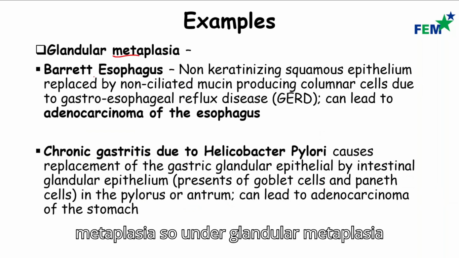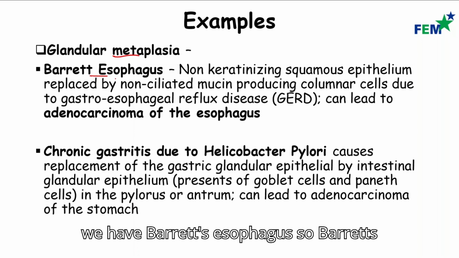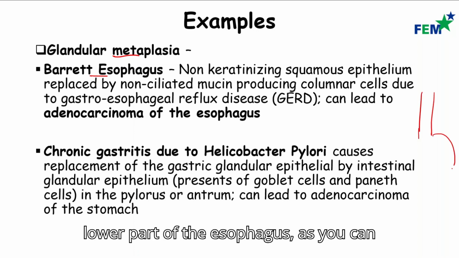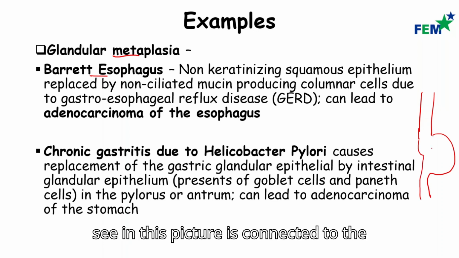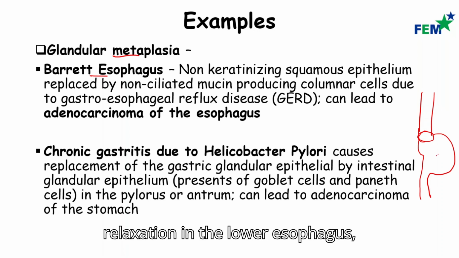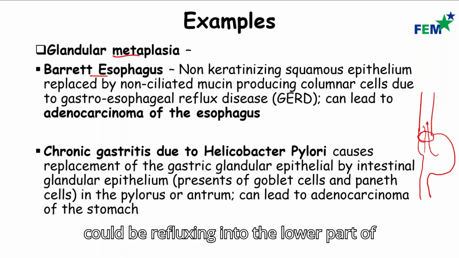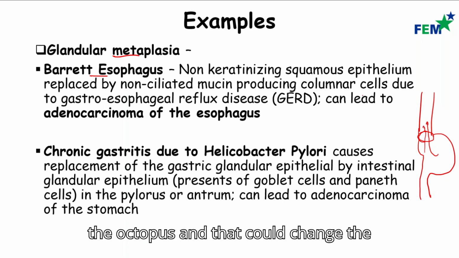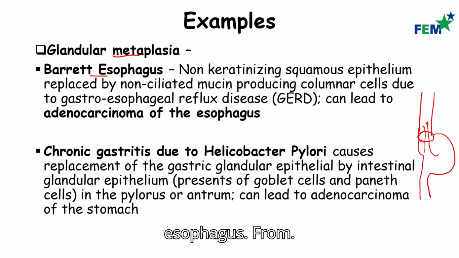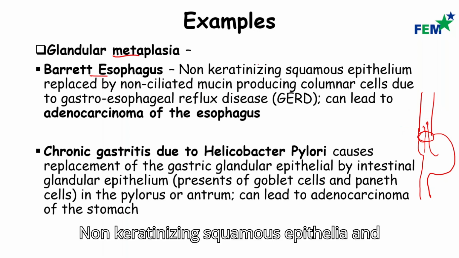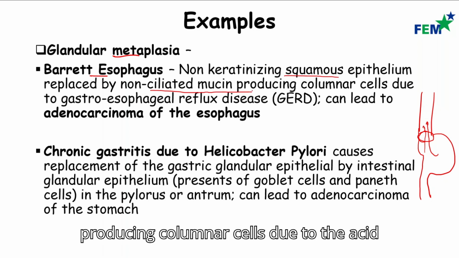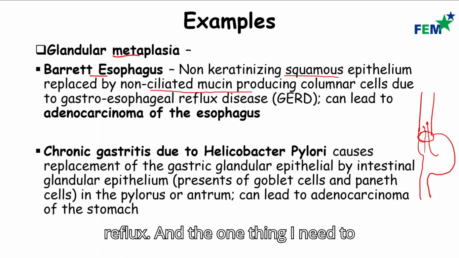Under glandular metaplasia, we have Barrett esophagus. In the esophagus, the lower part of the esophagus, as you can see in this picture, is connected to the stomach. So if somebody has too much relaxation in the lower esophageal sphincter, then the acid in the stomach could be refluxing into the lower part of the esophagus. And that could change the epithelia in the lower part of the esophagus from non-keratinizing squamous epithelia to non-ciliated mucin-producing columnar cells due to the acid reflux.